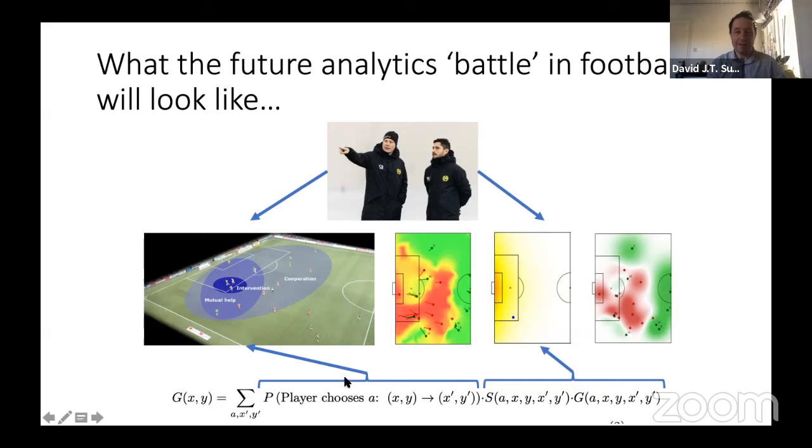And this is also an idea that Will Spearman has been talking about, and Javier Fernandez has also been talking about. But the idea is that you can break everything that happens down into three probabilities. The probability that a player chooses an action, multiplied by the probability that that action is successful, and then the probability that that particular action leads to a goal. And this basically turns a lot of footballing problems into Markov decision problems.